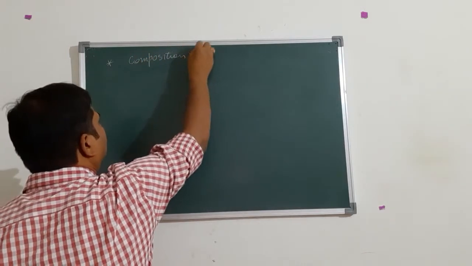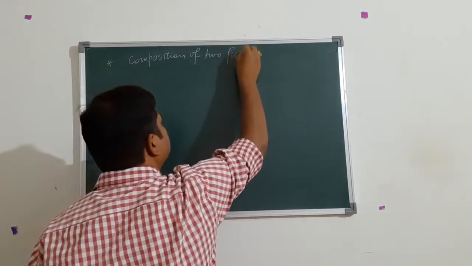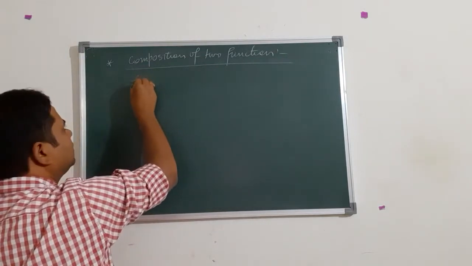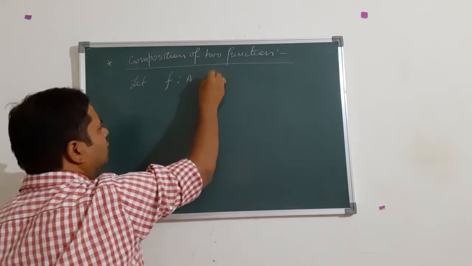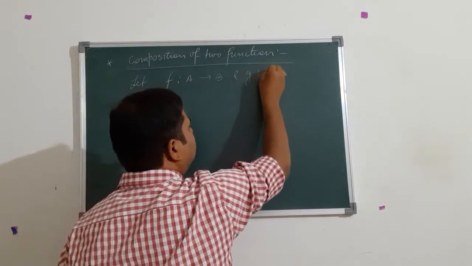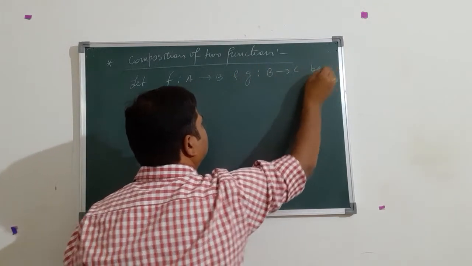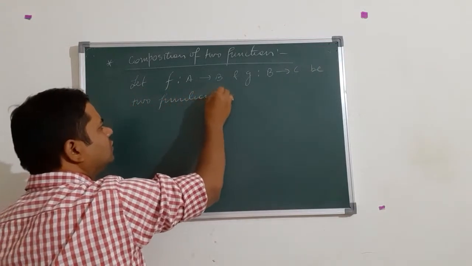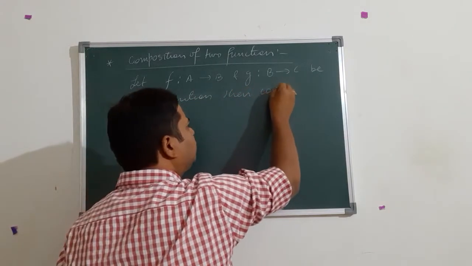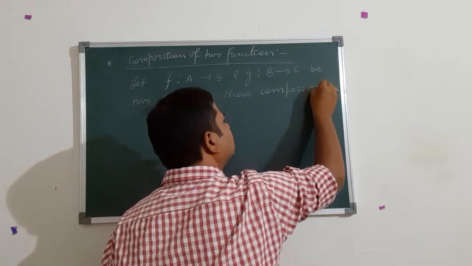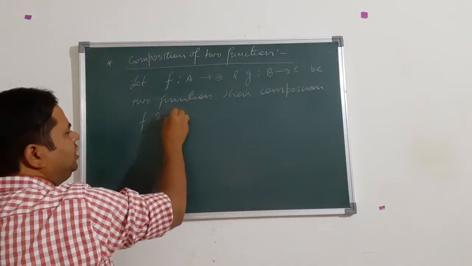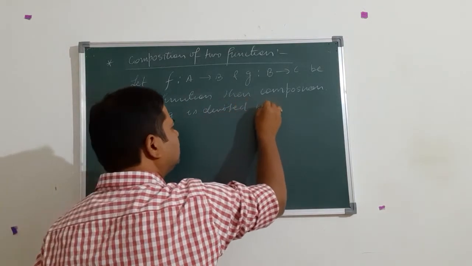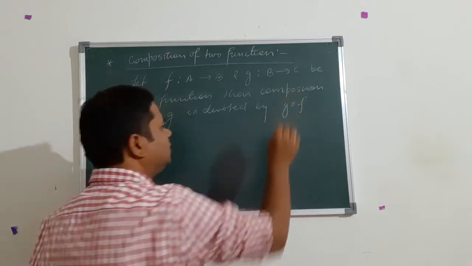Composition of two functions. See, let f from A to B and g from B to C be two functions, then composition of f and g is denoted by f composition g. Be careful.